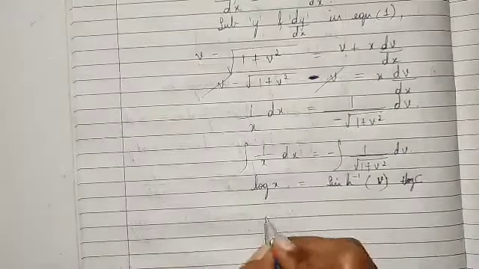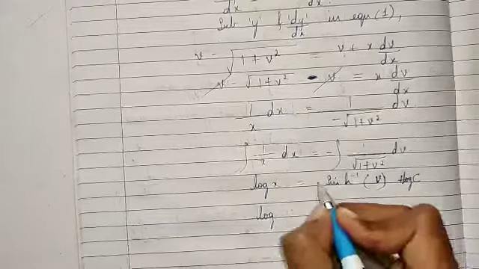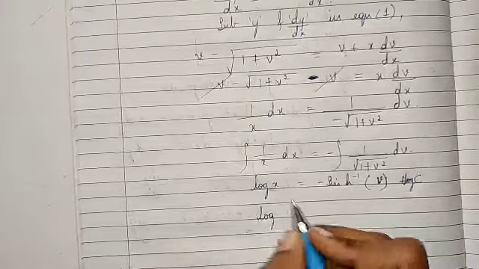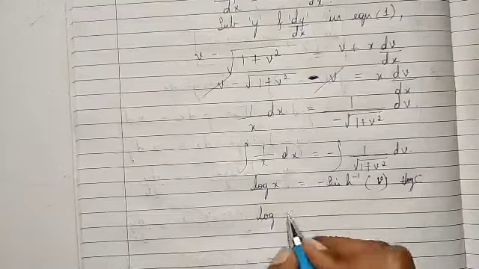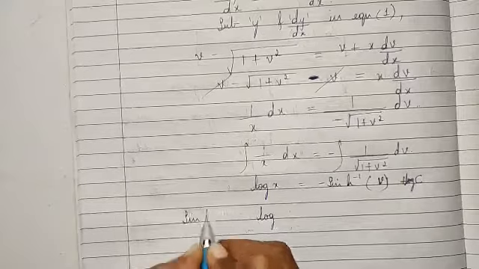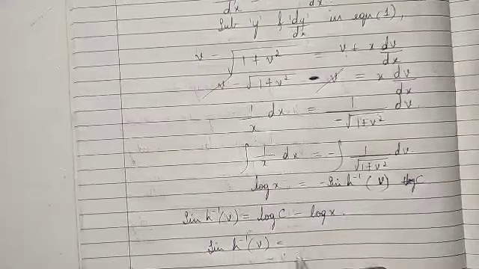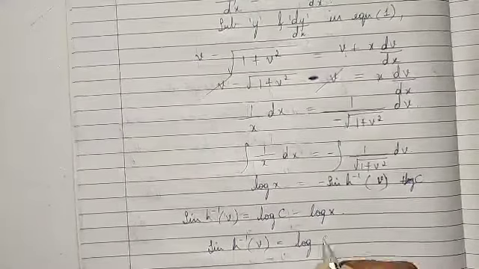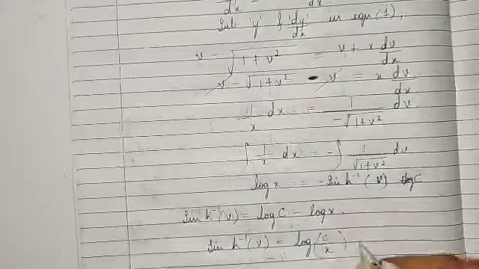So this can be written as now log minus log. I'll bring this x to the other side and bring this term to the other side, so I can make it positive, right? Sinh inverse of v is equal to log c minus log x. So this can be written as sinh inverse of v is equal to log of c by x.